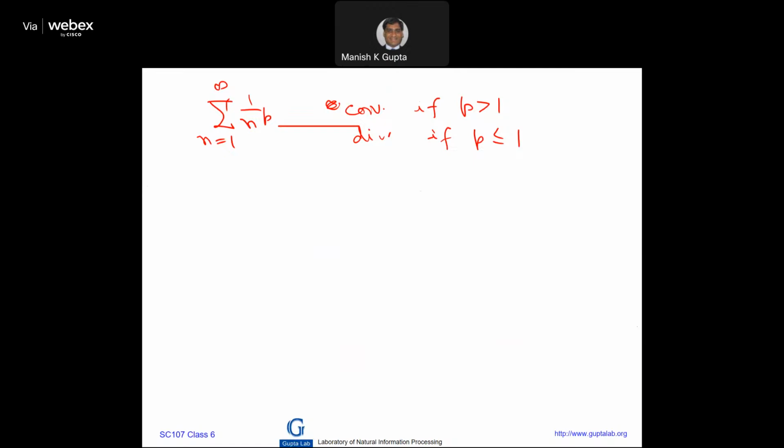Summation n equal to 1 to infinity. And I love this function, you see that I can modify this function beautifully and a lot of interesting things can happen. Anyway.